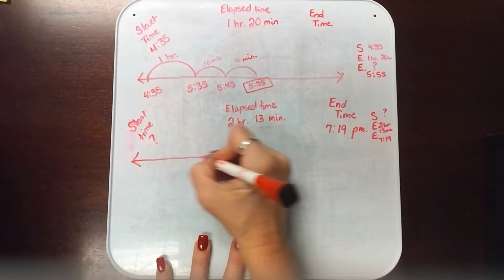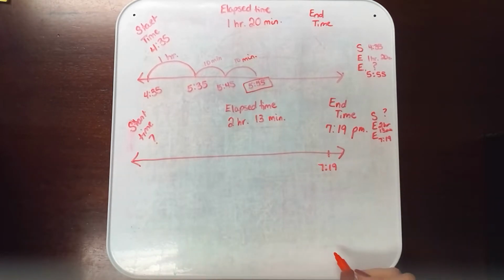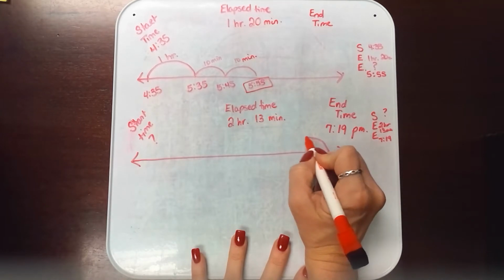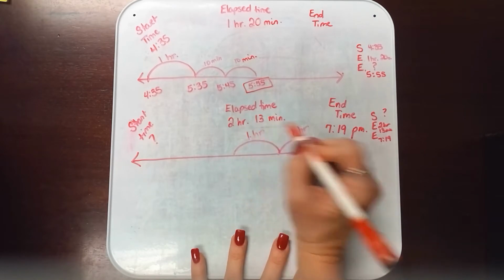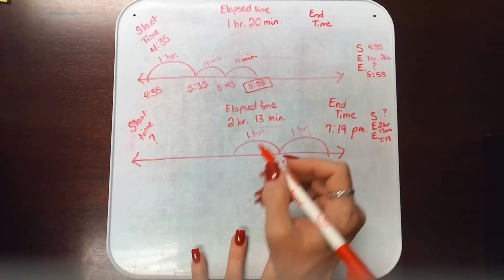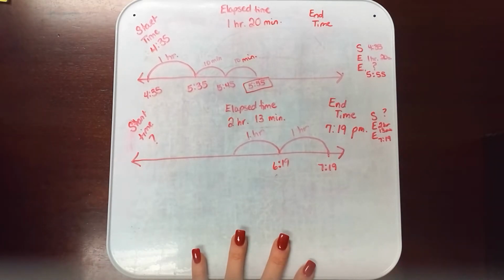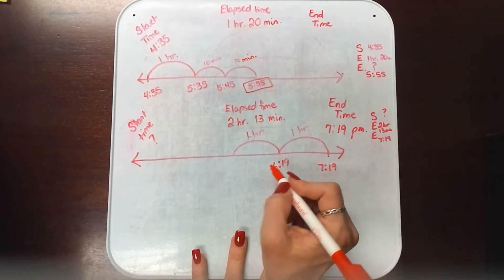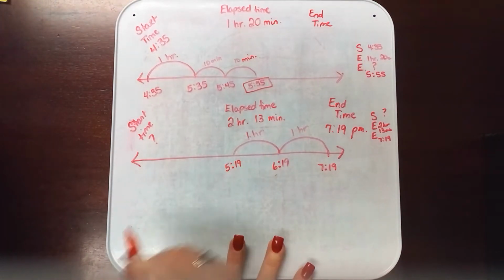So my number line is going to start at 7:19 because I'm looking for the start time. And I'm going to go back 2 hours 13 minutes. Okay. So I'm going to start with the 2 hours. 1, 2. So 7:19 goes to 8:19. 8:19, see, that's what students are going to do. Sorry, 7:19 goes to 6:19. 6:19 goes to 5:19. See, I just did what students are going to do, making the same mistakes.